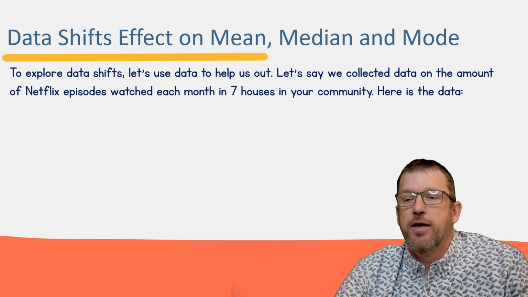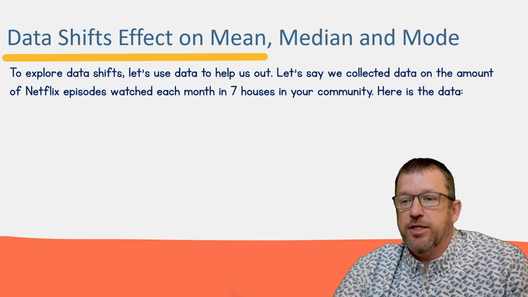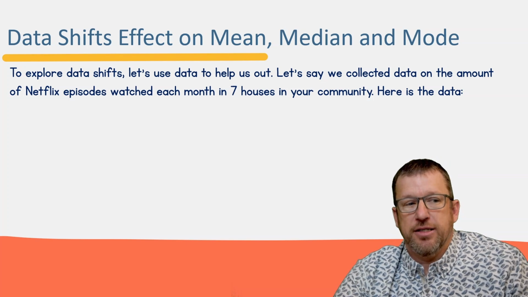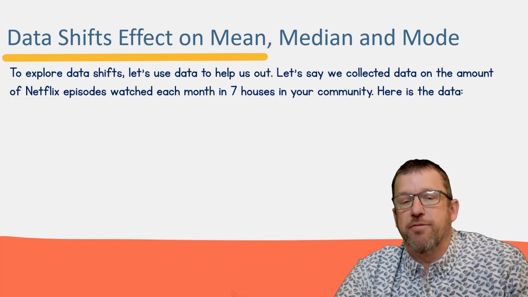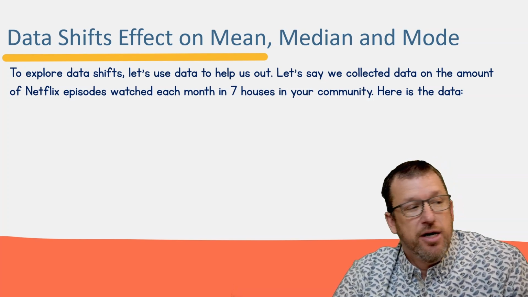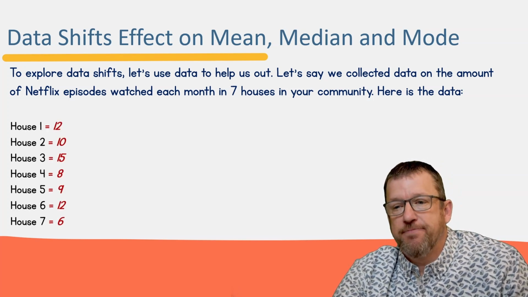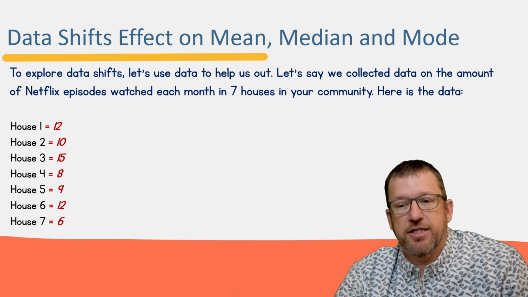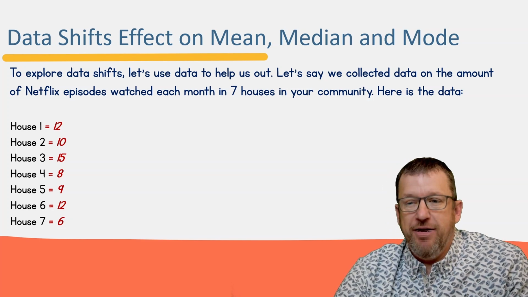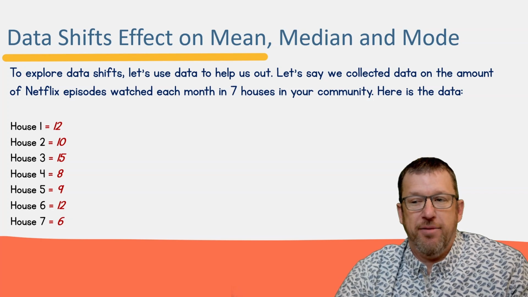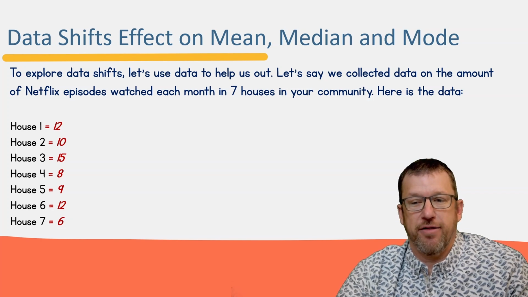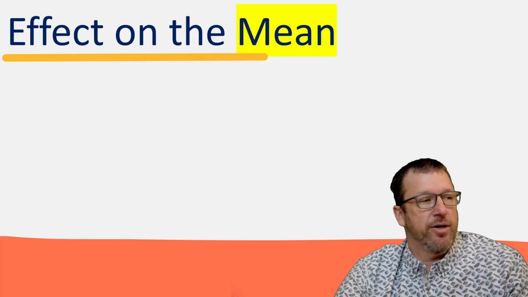First of all, to explore the data, let's use a scenario to help understand this. It's the same scenario I've been using for all of the mean, median, and mode videos, which is we have 7 houses that we collected information on, how many episodes they watch per month. And this is the data they gave us. 7 houses all gave us data, how many episodes they watch of Netflix per month. There it is.